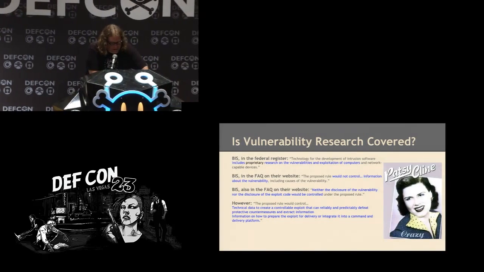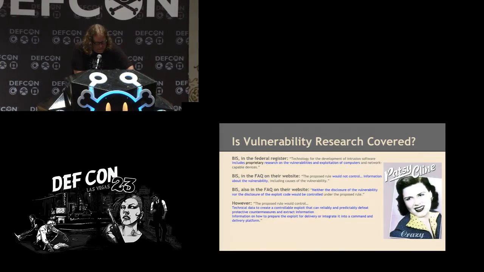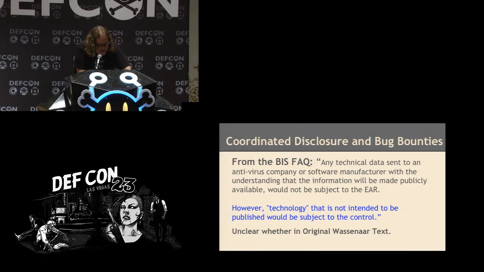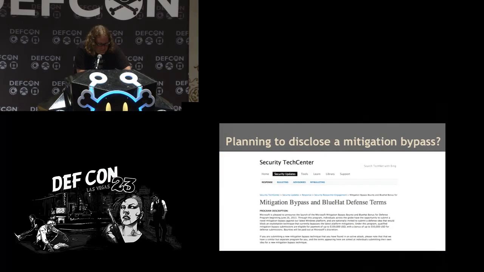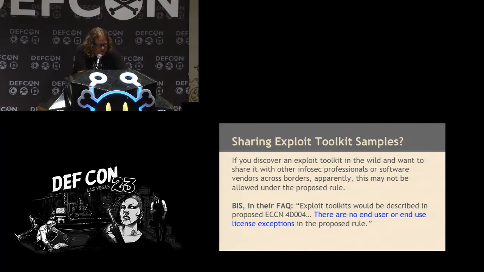So quickly, one of the things they controlled is ways to reliably and predictably defeat protective countermeasures, because they didn't think that was relevant to a vulnerability disclosure. But as we know, there are vulnerability disclosure programs that specifically have to do with mitigation bypasses. So that's potentially an issue.